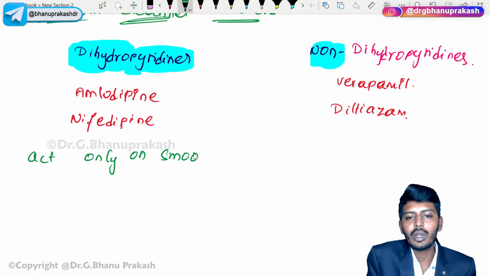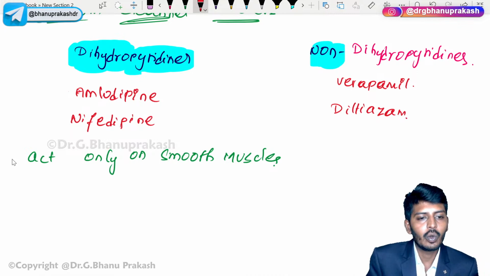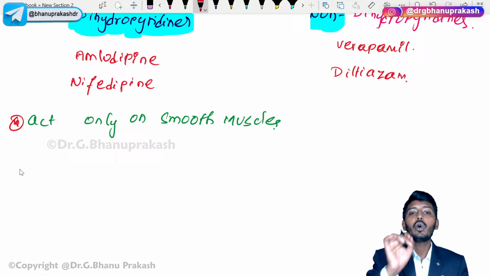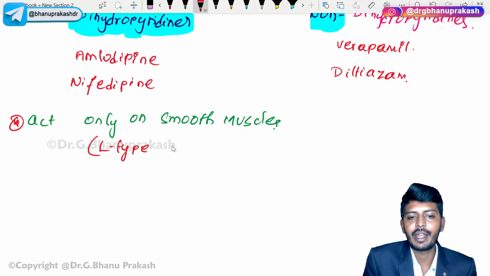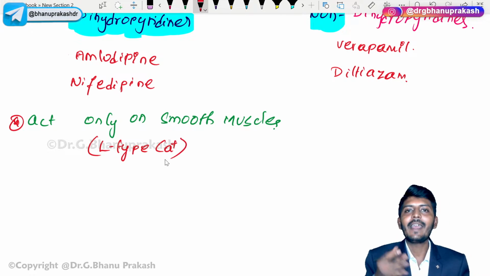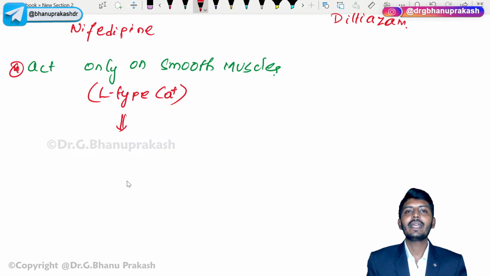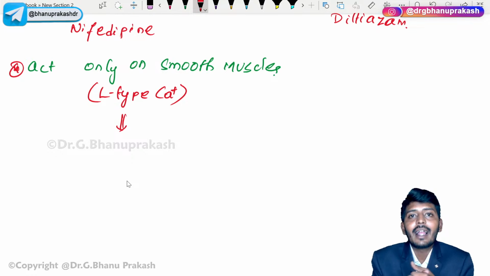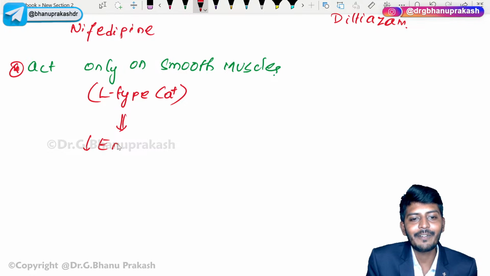Remember, they act only on the smooth muscle. So smooth muscles will have which type of calcium channels? These dihydropyridine calcium channel blockers act only on the smooth muscle, specifically on the L-type calcium channel. If L-type calcium channels are blocked, that will lead to a decrease of calcium, because when dihydropyridines are given, we go and block the calcium channel. So once calcium channels are blocked, there is decreased calcium entry.